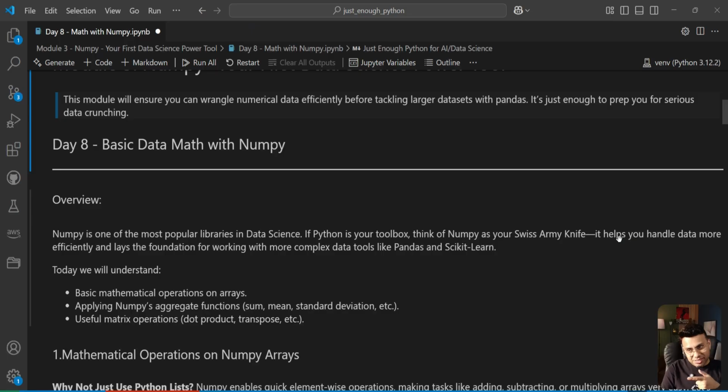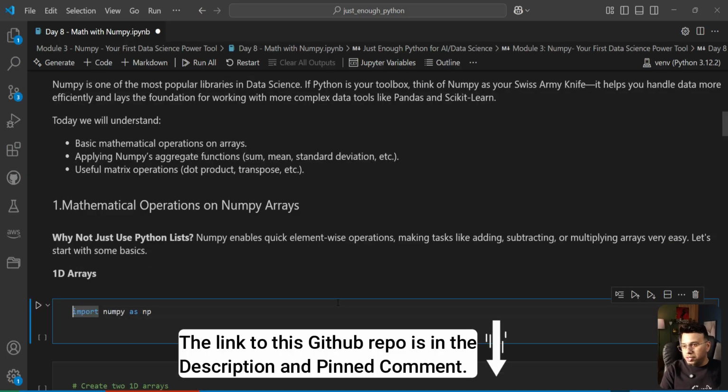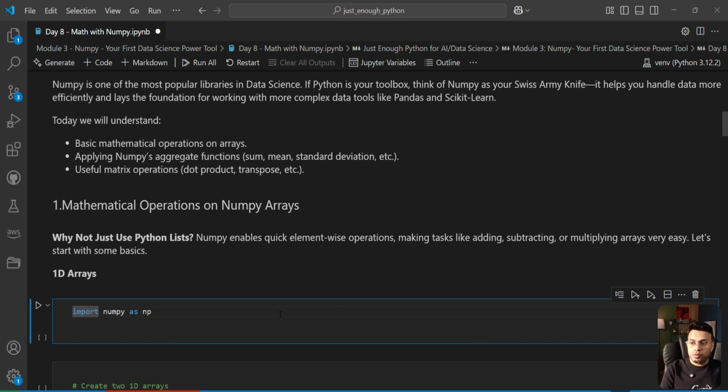Yesterday we saw some basic operations using NumPy over arrays. Today we will look at more mathematical operations using NumPy, and most importantly we will look at useful matrix operations. So let's get started. By now we already know NumPy as a Python library that helps us with mathematical operations, especially with arrays. Now let's look at some more examples.